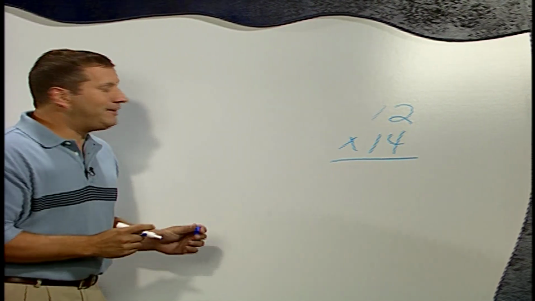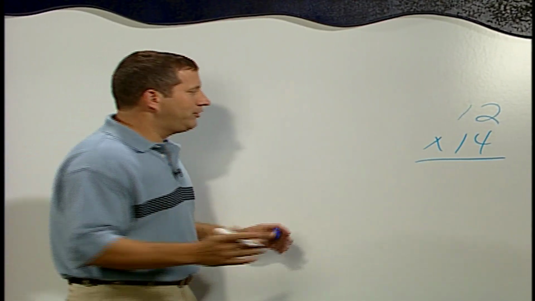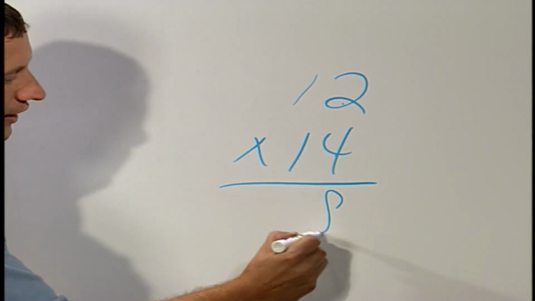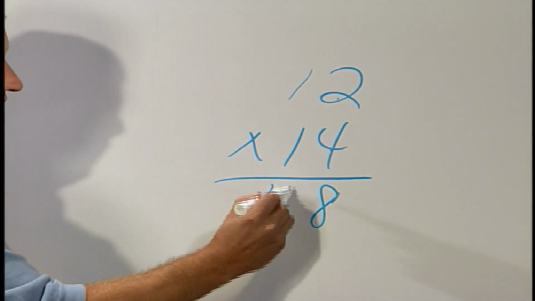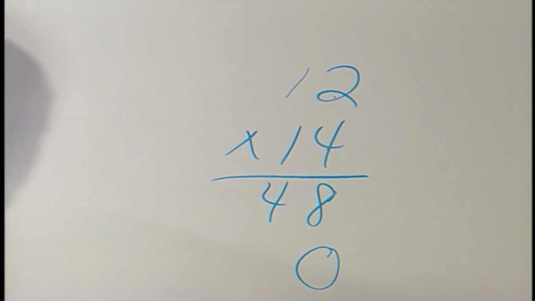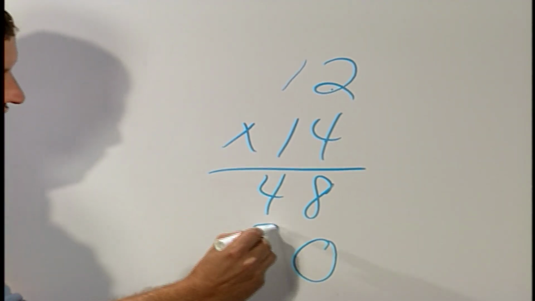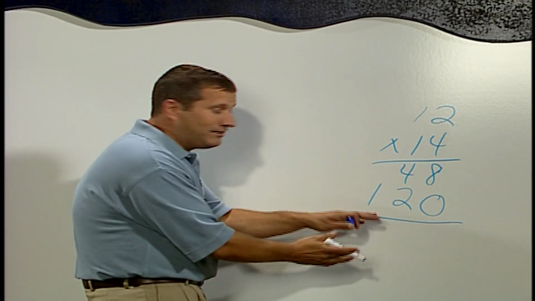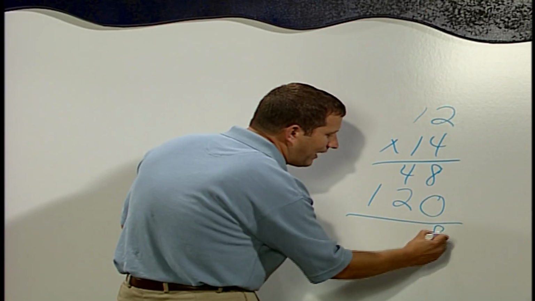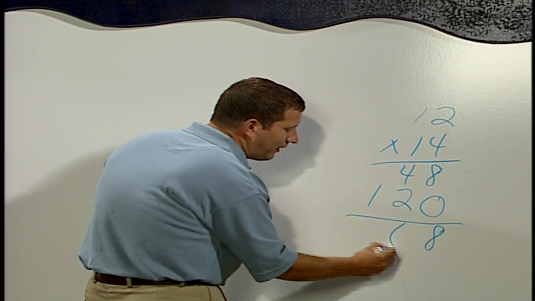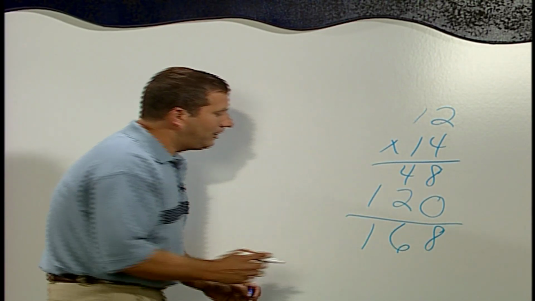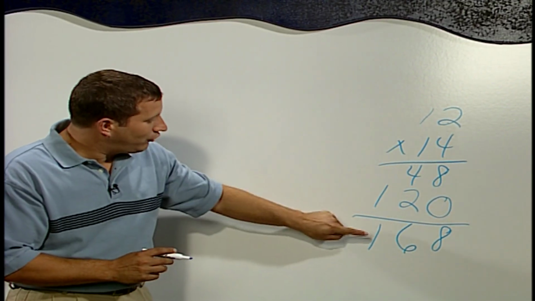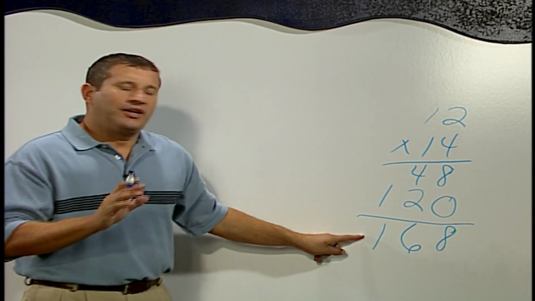Now, the way we teach this in schools all around the world is there's a few steps involved. You have to do 2 times 4 is 8, 1 times 4 is 4, don't forget your 0, and then 2 times 1 is 2, and 1 times 1 is 1, and then you have to add these all up. 8 and 0 is 8, 4 and 2 is 6, and 1 is 1. So surely 12 times 14 equals 168.